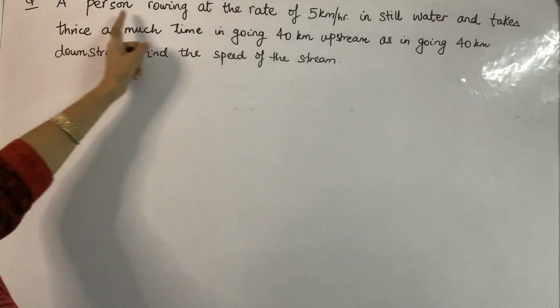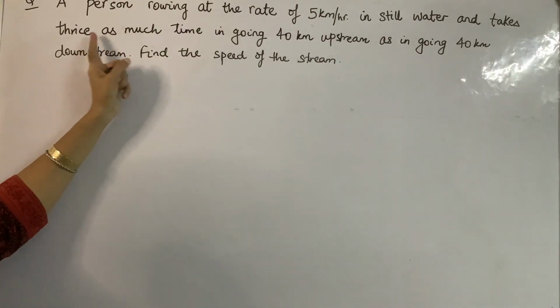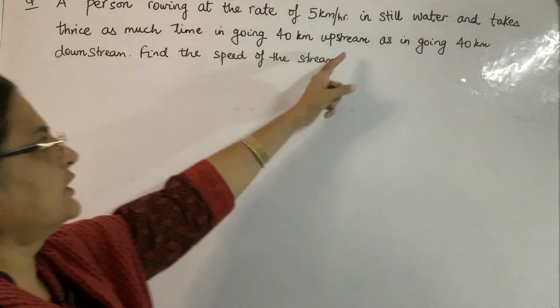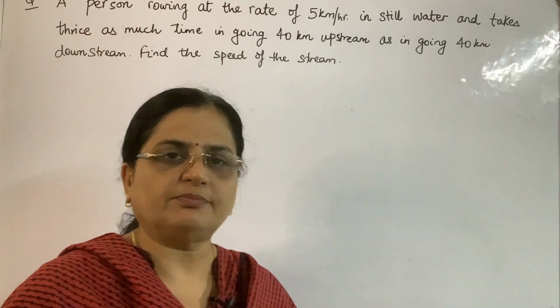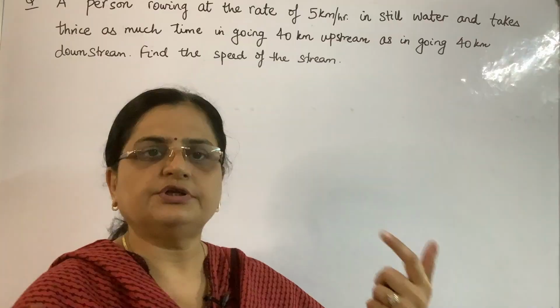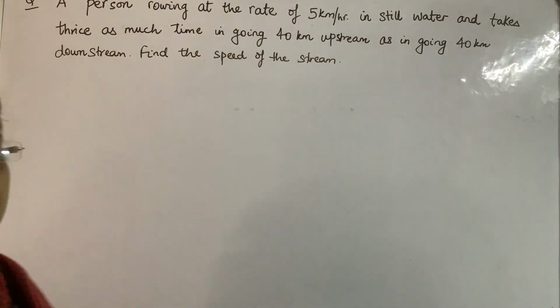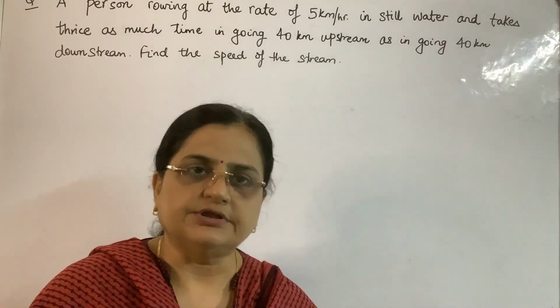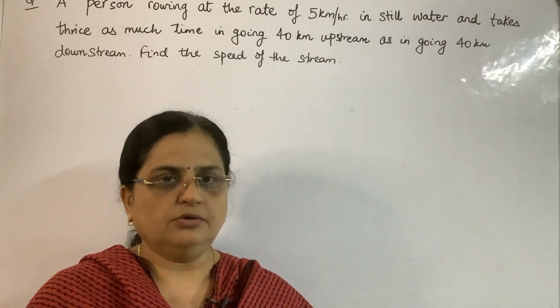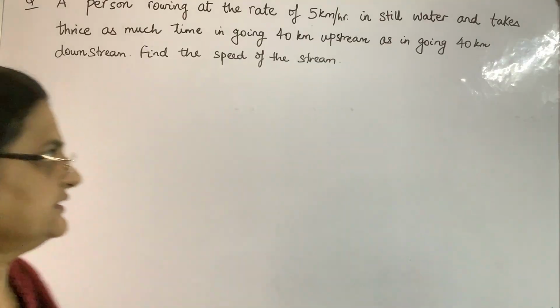So the question says, a person rowing at the rate of 5 km per hour in still water takes thrice as much time in going 40 km upstream as in going 40 km downstream. Find the speed of the stream. Upstream means opposite to the direction of flow. When you move opposite to the direction of flow, naturally you will take more time. So two unknowns, speed of the boat and speed of the stream. One is already given, you have to find out the second one.